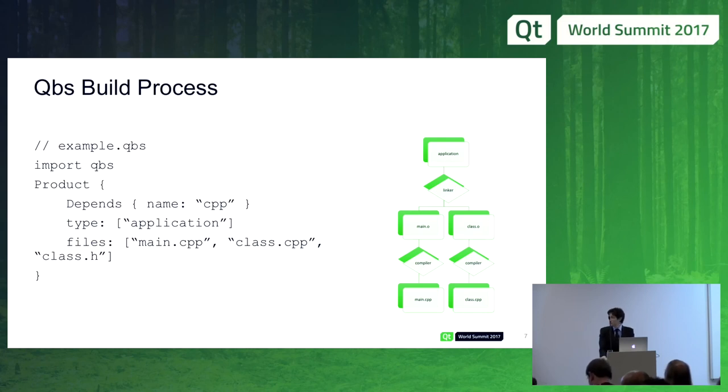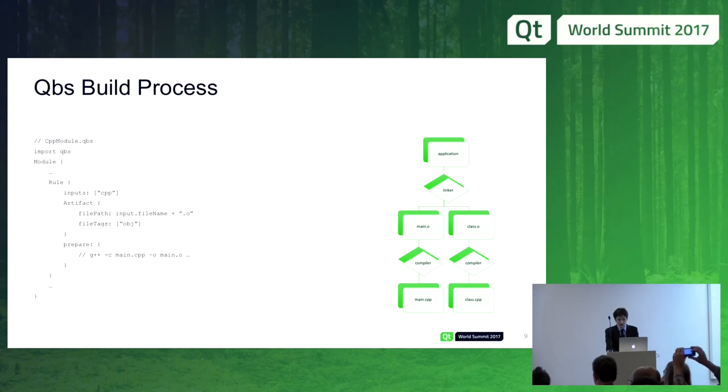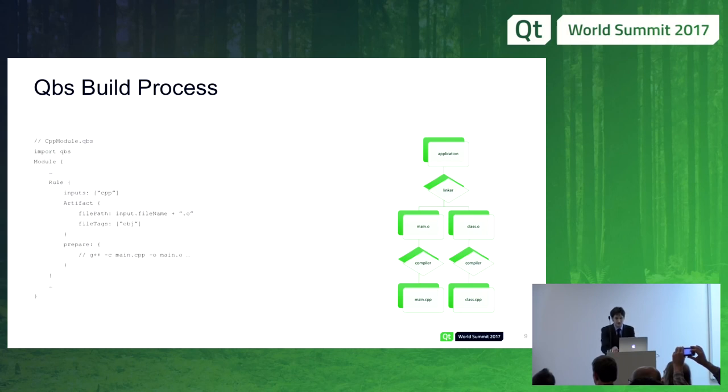So when Qbs finds a rule that produces one or more artifacts with the relevant file tag, it will look at the dependencies of that rule and then see that it depends on a rule producing artifacts tagged OBJ, and then find a rule producing OBJ artifacts that takes CPP artifacts as inputs. Now, the OBJ rule takes CPP artifacts as inputs. There's no rule in the current context that produces CPP files, but we do happen to have some input files in our project. Now, you see the main and class.cpp defined there.